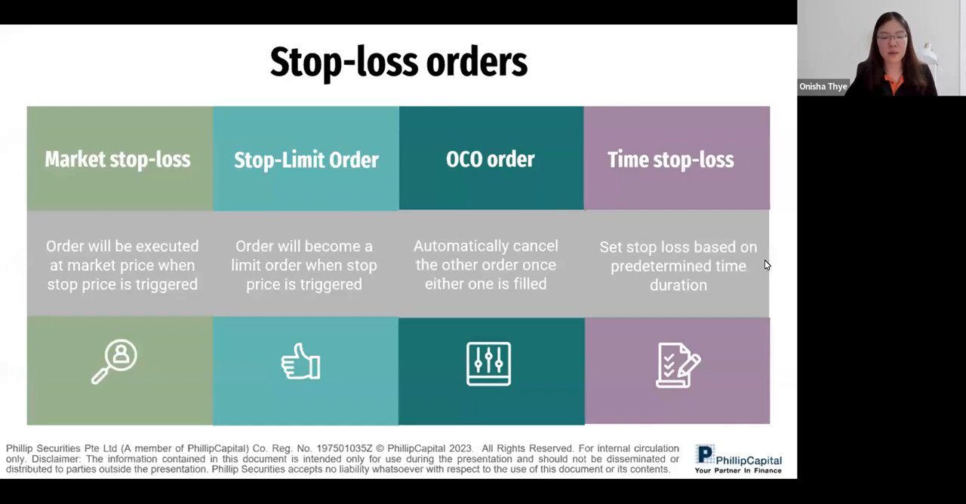Okay, and the next one would be time stop loss. So you set your stop loss based on a predetermined time duration. So we have good till date, which is what we use to set the stop loss. Let's say, for example, I want the stop loss to be valid for a certain period of time, which I'll show more later.